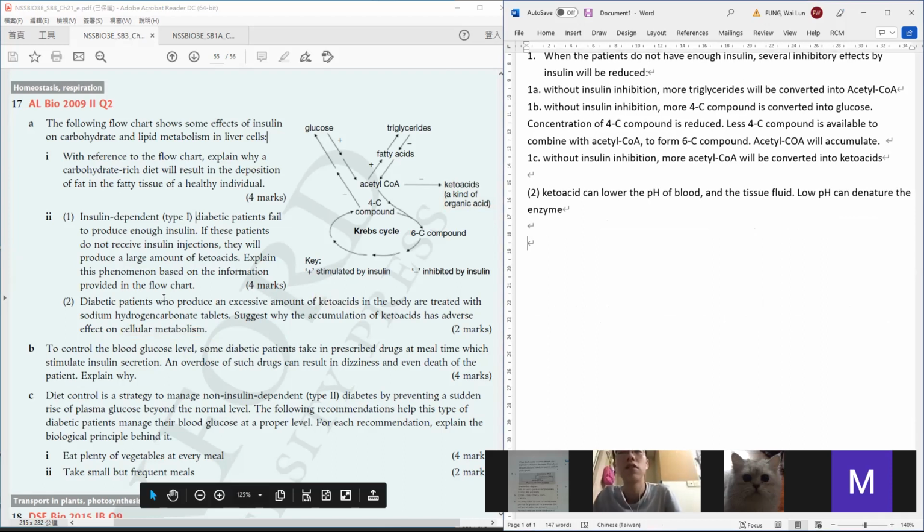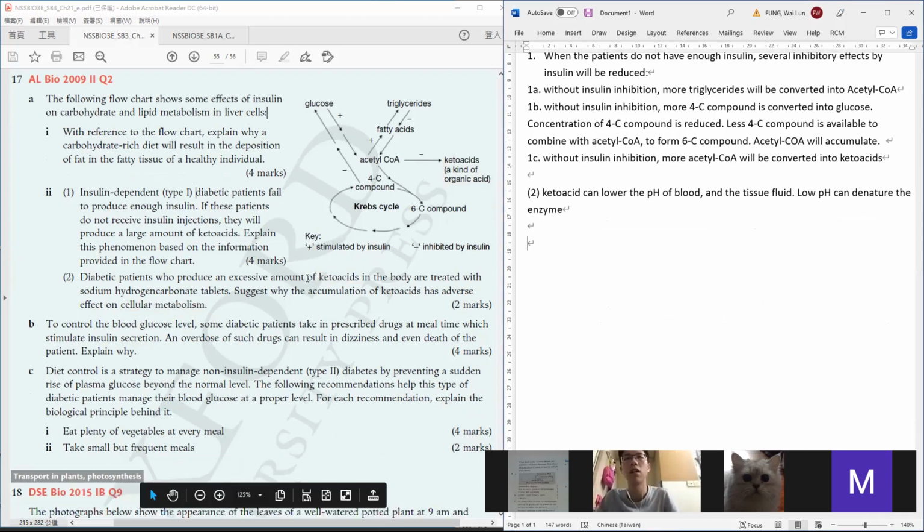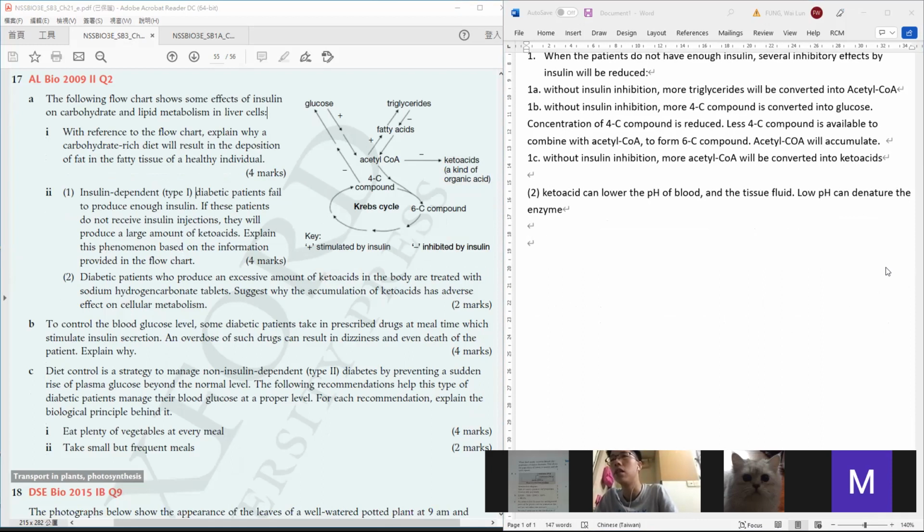Last part, to control the blood glucose, this is not yet the last part. To control the blood glucose level. Okay, let's see how they control the blood glucose level.